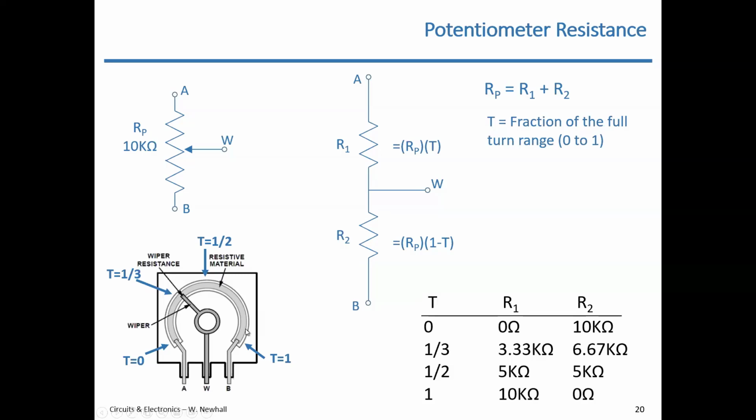Okay, so you can imagine this. You can imagine how, as you turn to infinite positions, it's continuous. You can turn to any position in there. You can make R1 anything you want, but R1 plus R2 is RP, and so you have this infinitely adjustable resistor.